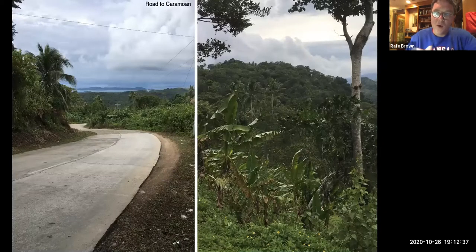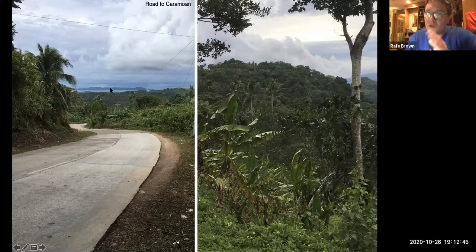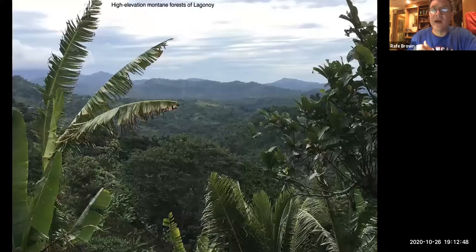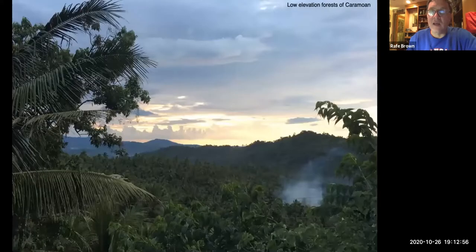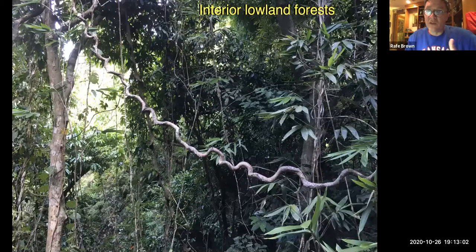So, we'll come back to that, but there's a nice road that goes right out to Caramoan, and there's Catanduanes Island out in the background. Beautiful, goes right through all this wonderful habitat, like high elevation montane forests in Lagonoy, and mid elevation, different types of vegetation in the forests of Presentacion, and the low elevation forests of Caramoan proper when you get out to the national park.